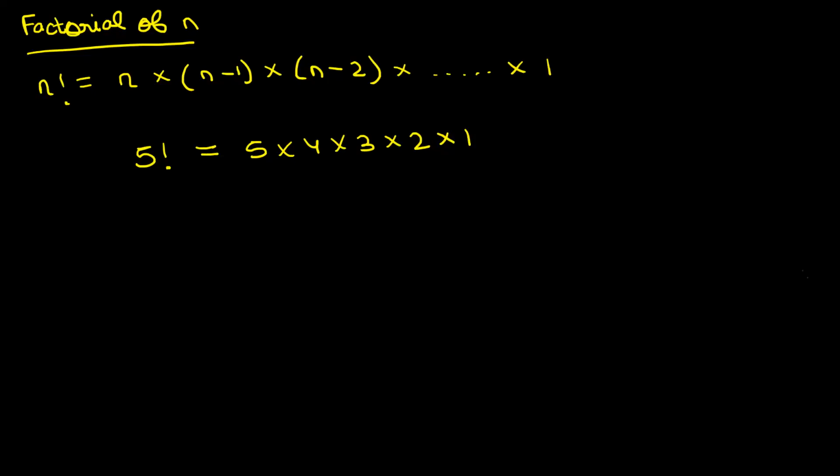What is the factorial of a number? In order for me to find the factorial of a number, I have to multiply numbers from n all the way till 1. I first take n, then I multiply n minus 1, then n minus 2, then n minus 3, then n minus 4, till I reach the number 1.